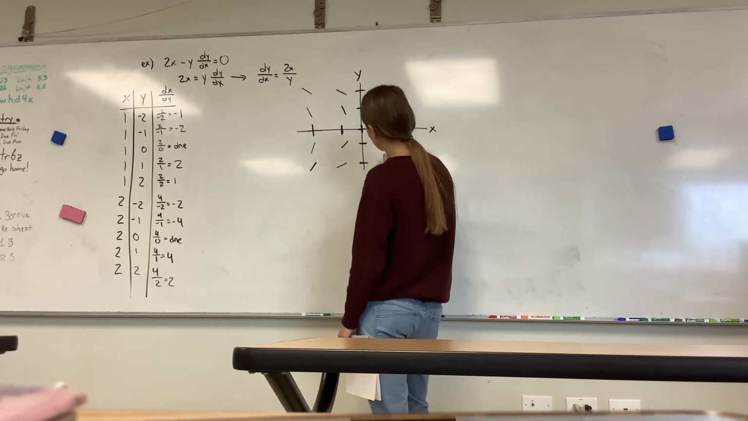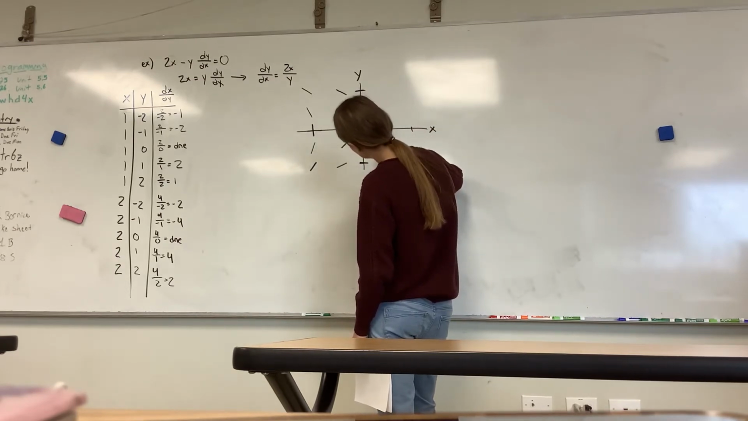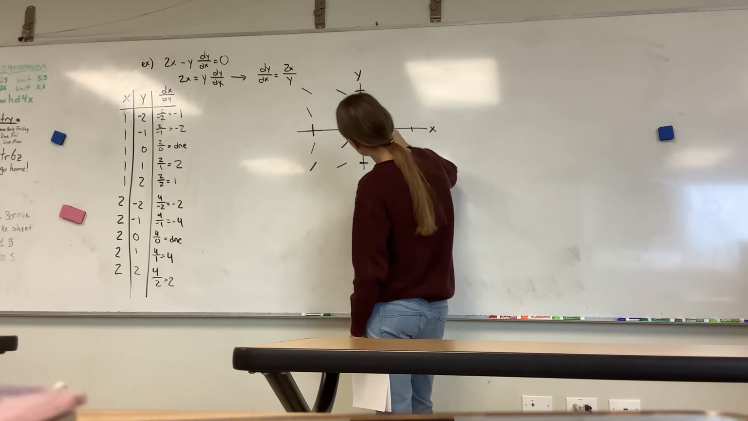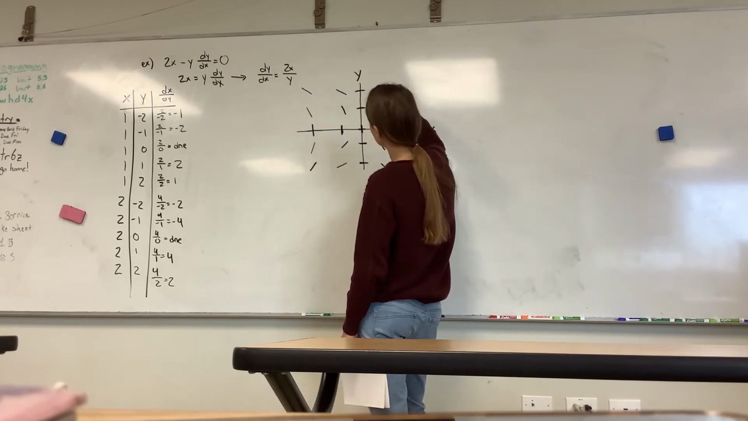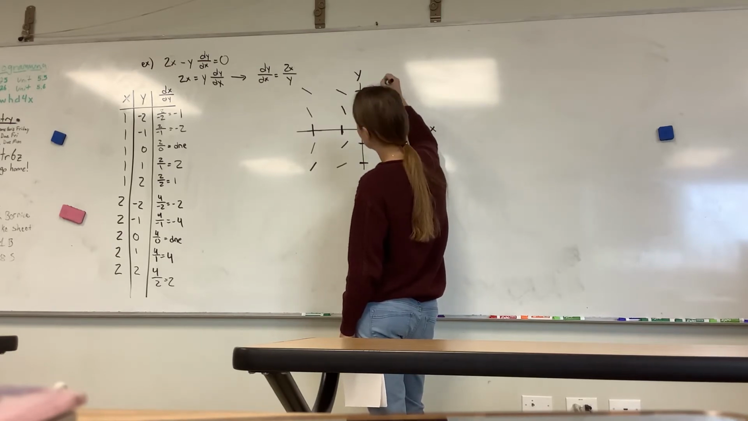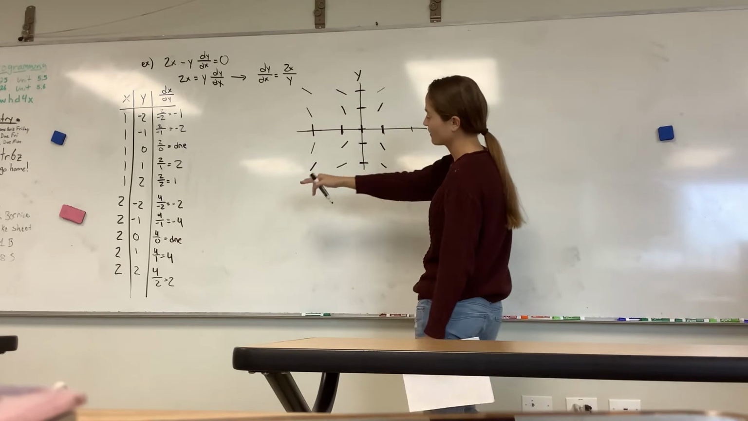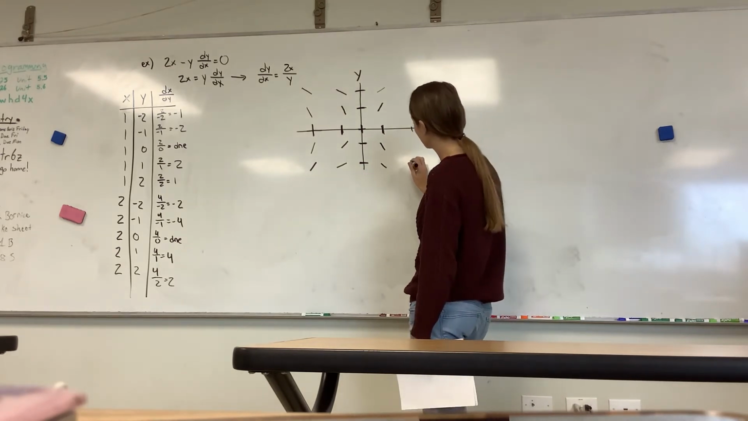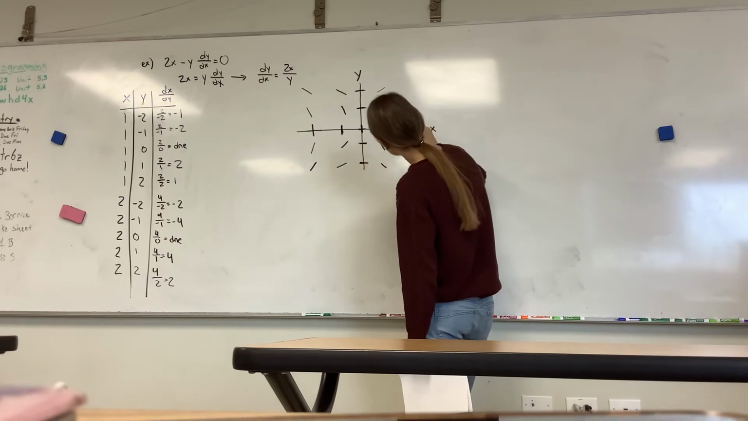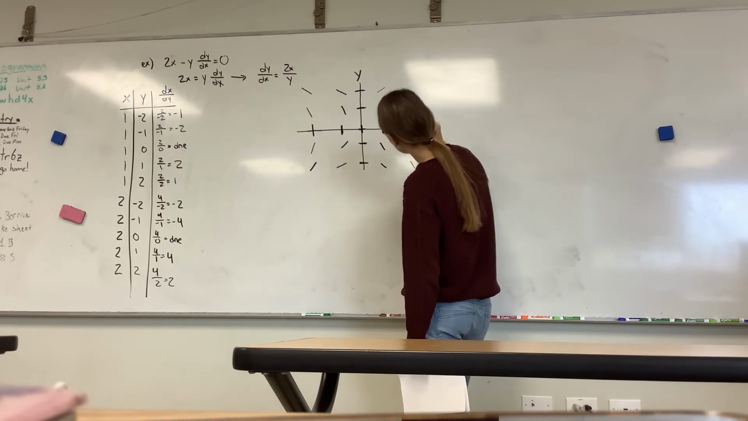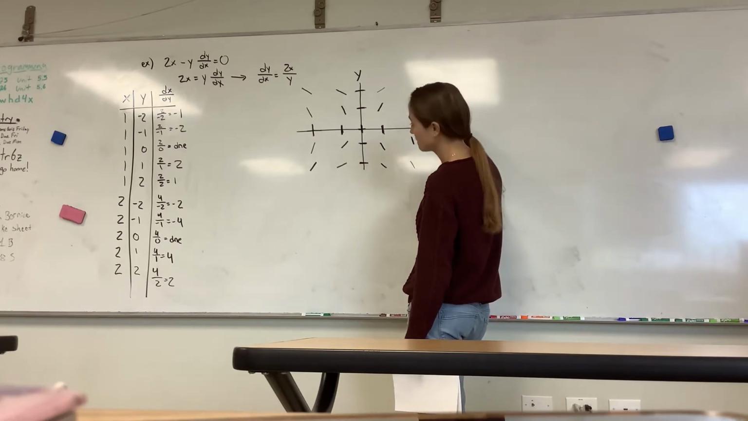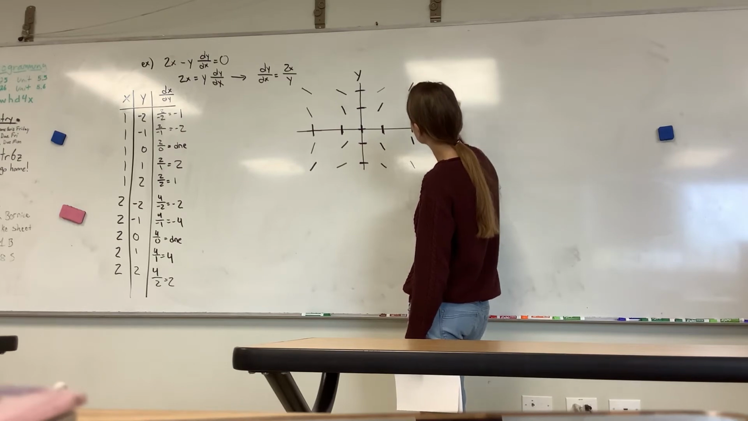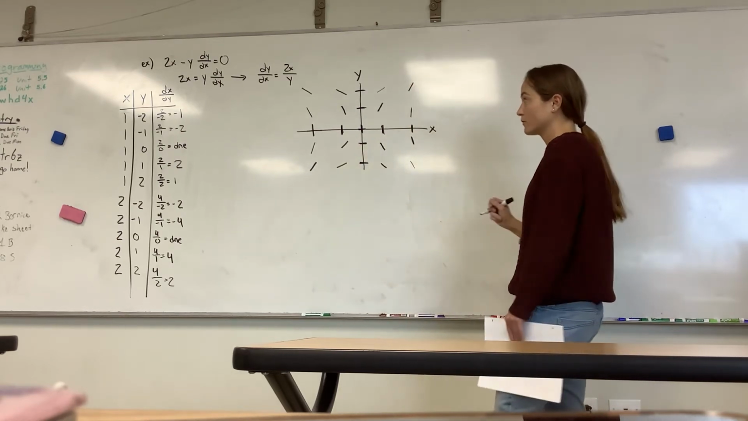For 1, negative 2, I get a negative 1 slope. Then I have a negative 2 slope. Then I have a does not exist, straight up and down. And then I have a positive 2 slope and a positive 1 slope. Okay? And then going down to my 2 points, 2, negative 2, I have a negative 2 slope. I have a really steep negative 4 slope. Then I have a does not exist. And then I have a really positive 4 slope, and then a pretty positive 2 slope. So there is my slope field for this one.